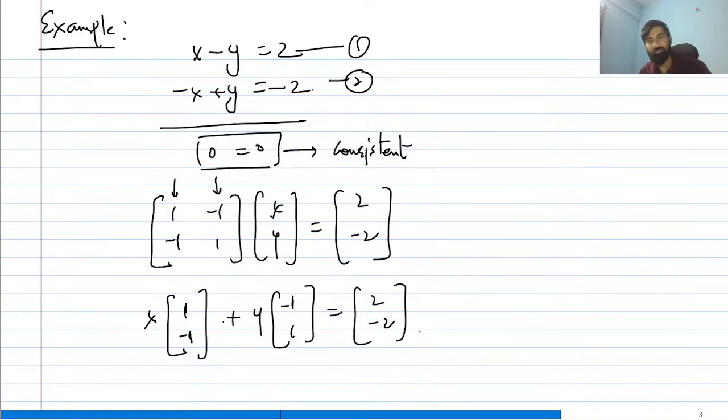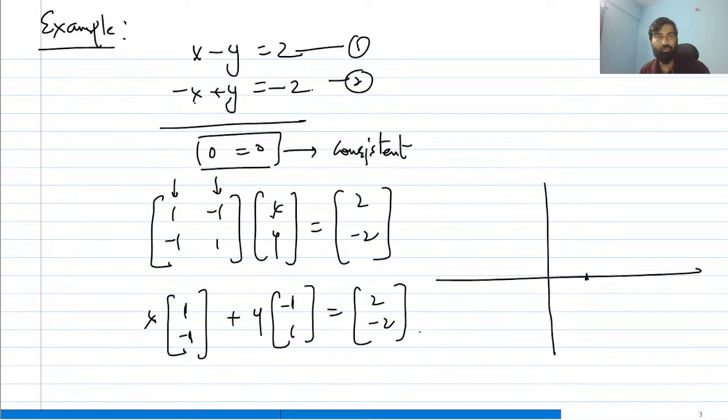Now you can plot it and make a claim here. If you plot it, what will happen? x minus y equal to 2: when y equal to 0, x equal to 2, this is a point. When x equal to 0, y equal to minus 2, this is another point. These are the 2 points we are getting, and both equations will overlap on each other. This is the overlapping case.